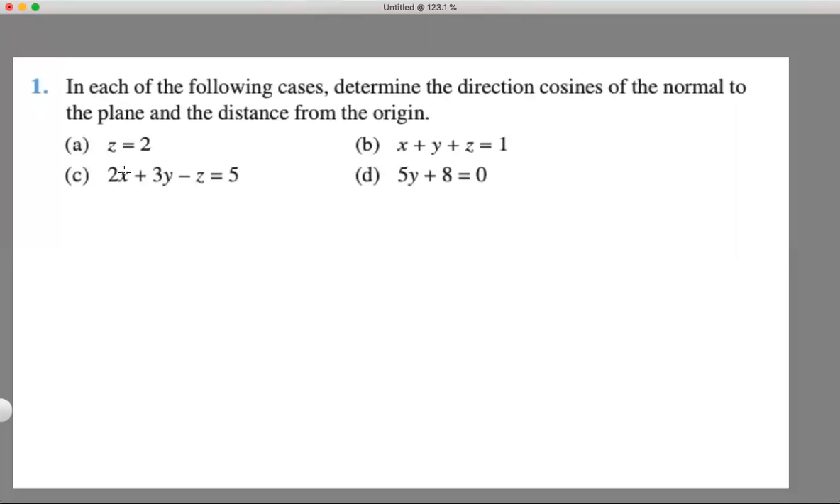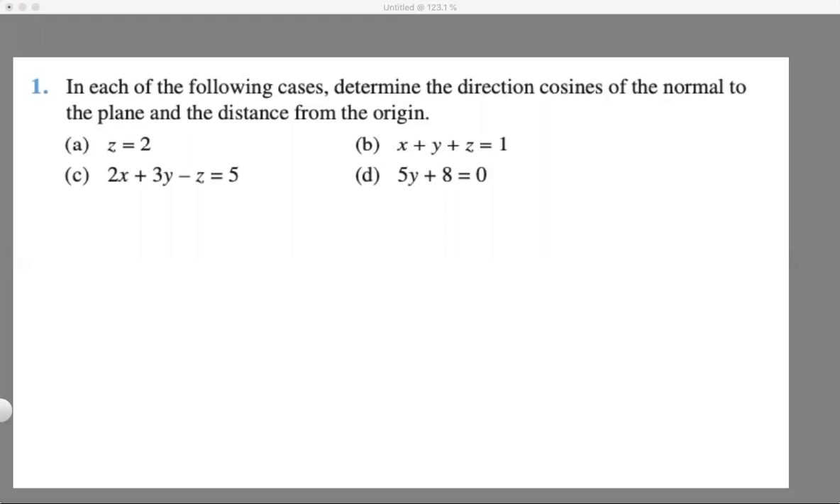Okay. So now let's do a few questions from this exercise. The remaining questions you have to do on your own. In each of the following cases, determine the direction cosines of the normal to the plane and the distance from the origin.